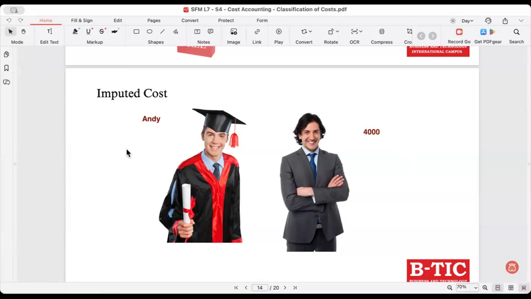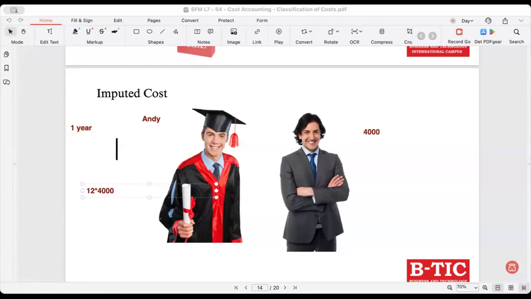So if he spends 1 year, just imagine he spends 1 year at the college. So 1 year, meaning 12 months into 4,000 will be the imputed cost. Did he actually lose it? Did cash really go out of his pocket?